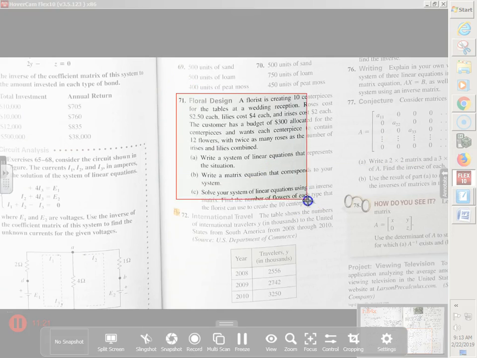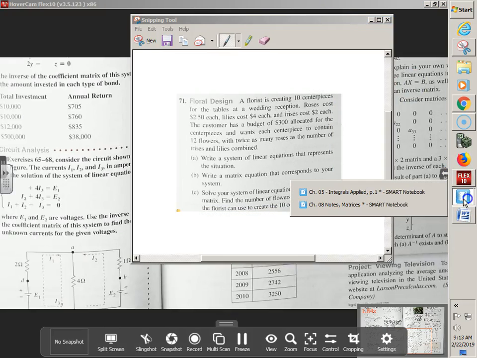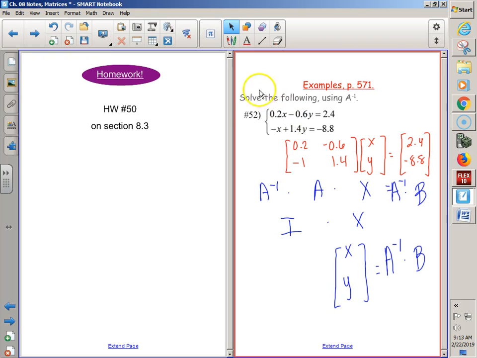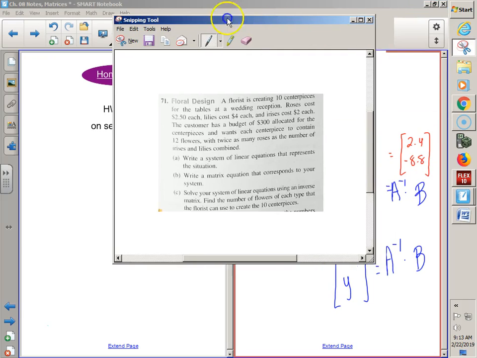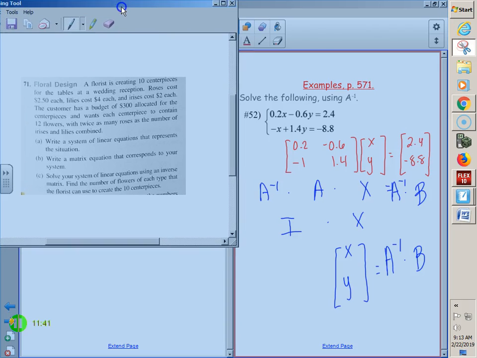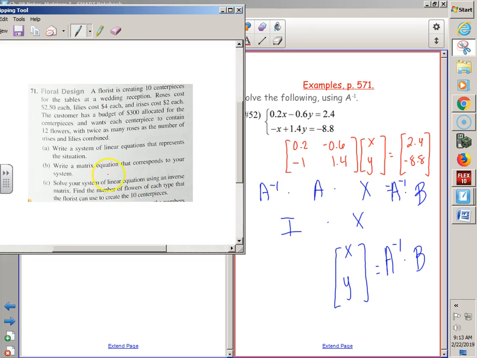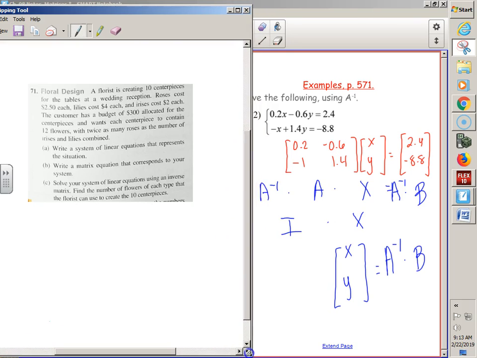Hey, what does letter C's directions look a lot like? Solve an equation using an inverse. Check it. What does C say? Solve your system of equations using an inverse. Find the number of flowers of each type that the florist can use to create the 10 centerpieces. So I'm assuming, Adam, you've already made a matrix, true? And you wrote some sort of system of linear equations before that.